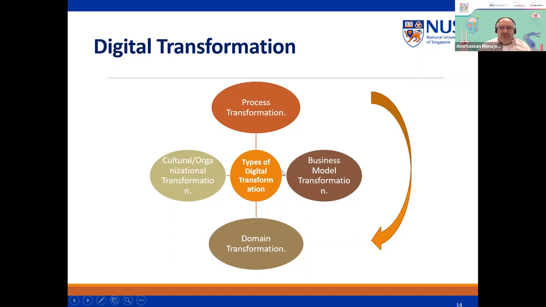So we have got four types of digital transformation based on the literature and based on real world examples. The first one is process transformation, where we change the processes, internal processes of our business into digital form. Business model transformation, yes, to gain from the digital world, in many cases, we need to change our business model from traditional to digital one.